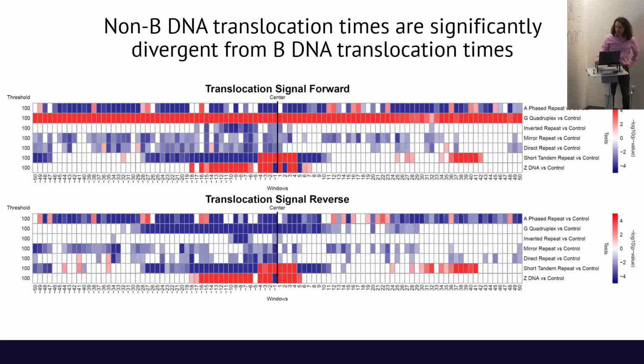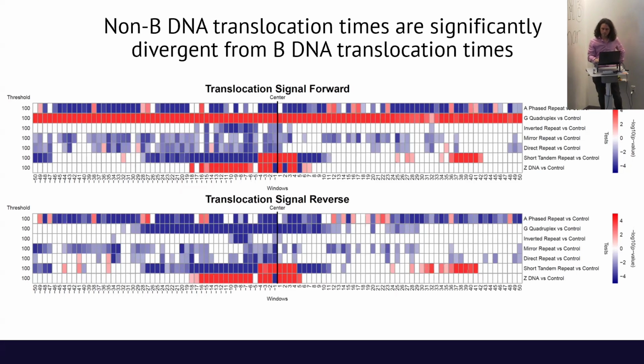We compute a similar interval-wise testing that they did in the Genome Research paper. And this again is showing that the signal is actually stronger than the Genome Research paper. We have significantly increased translocation times for G quadruplexes and even something like Z DNA. And even for some of these non-B motifs that didn't have apparent signal, there's still arguably some signal there.